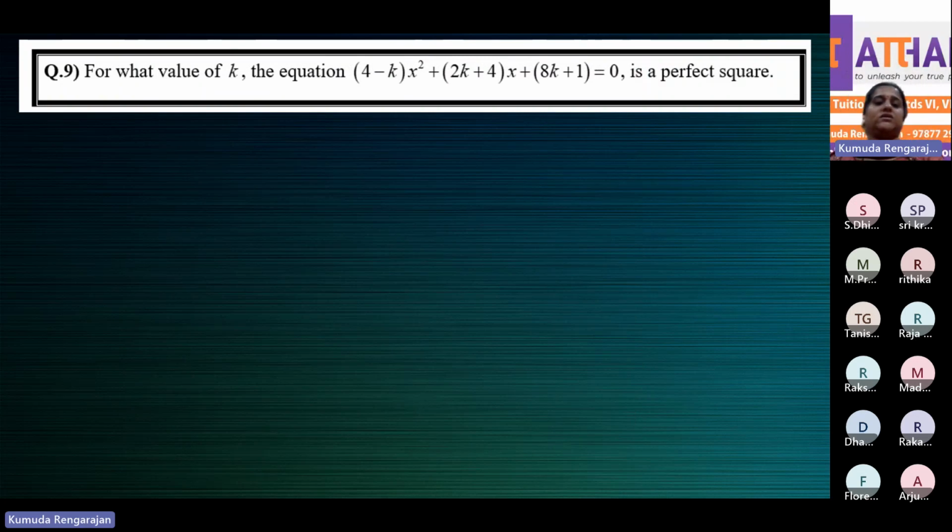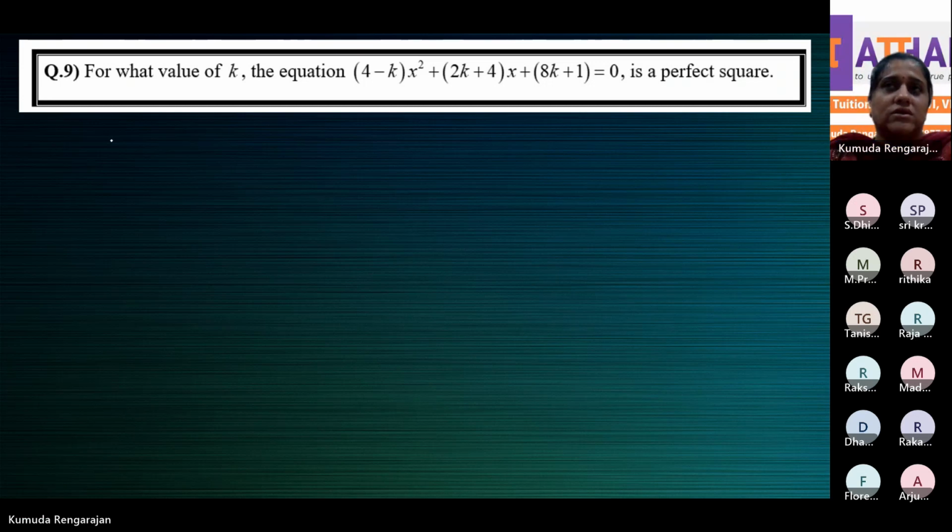Okay, you can do this, children, because the meaning is the same. See, for what value of k, the equation given there is a perfect square. If a quadratic equation is a perfect square, then the value of d will be 0. We'll see that now. Let's take an example of a perfect square.